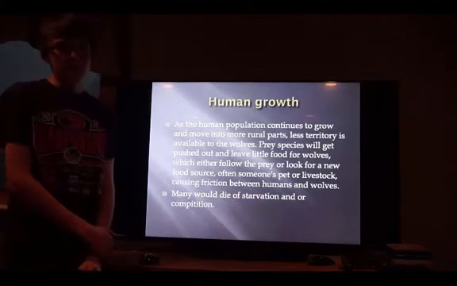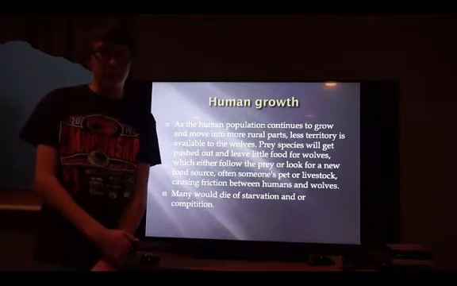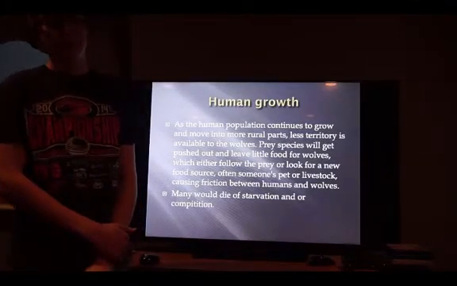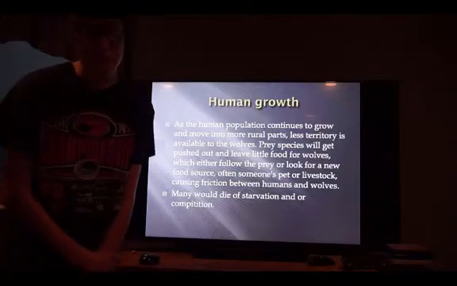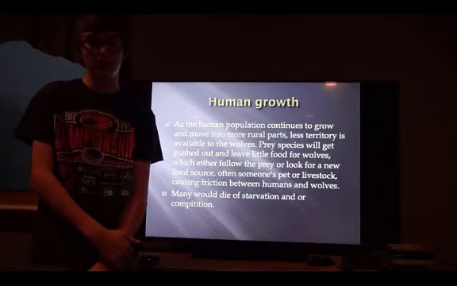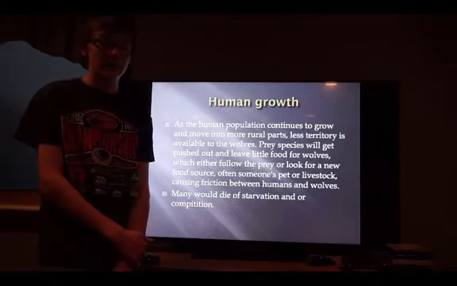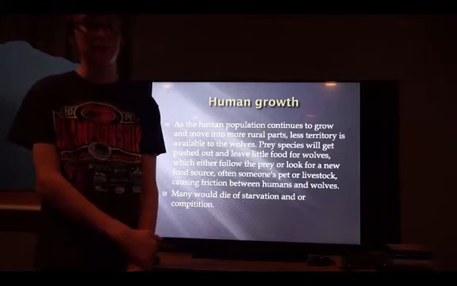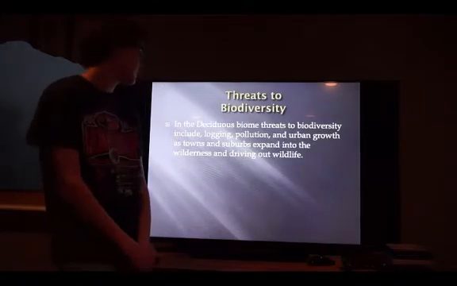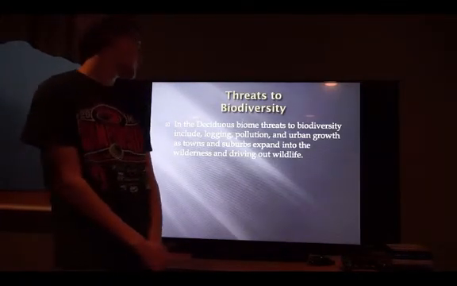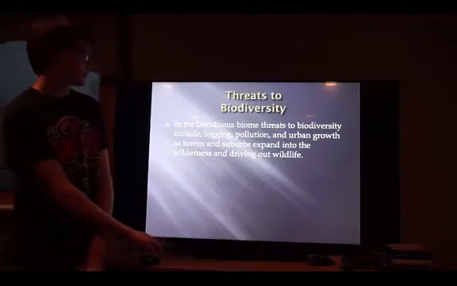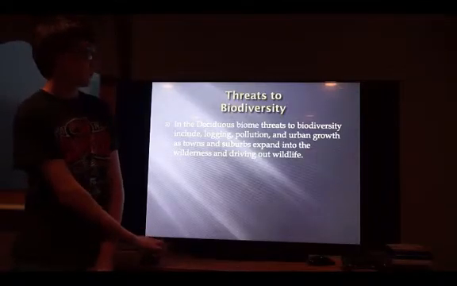As the human population continues to grow and move into more rural parts, less territory is available to the wolves. Prey species will get pushed out and leave little food for wolves, which will either follow the prey or look for a new food source. Often someone's pet or livestock, causing friction between humans and wolves. Many would die of starvation and or competition. In the deciduous biome, threats to biodiversity include logging, pollution, and urban growth as towns and suburbs expand into the wilderness and driving out wildlife.